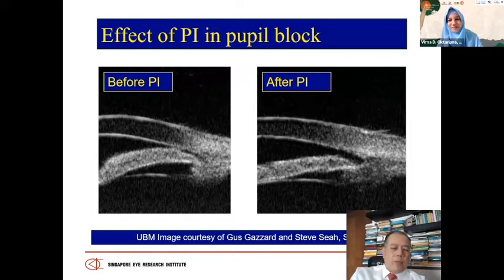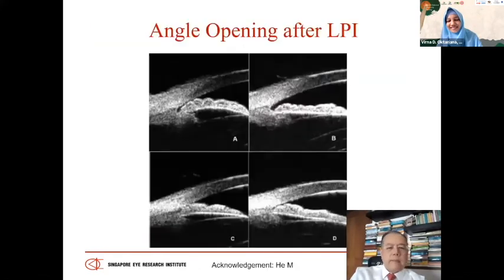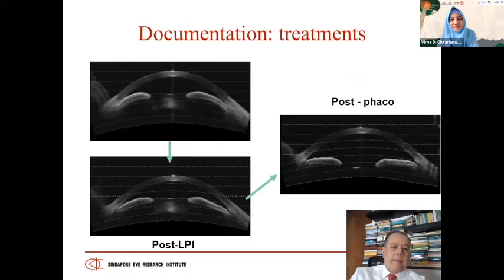So here's an example of a patient with pupil block documented by UBM. After laser iridotomy, you can see the angle has opened and the anterior segment has become much deeper because the iris convexity has decreased. Here's another example where the patient has responded to the LPI, in the top example. Here you can see after LPI, iris convexity is decreased and the angles opened up. But in the lower example, you can see no change after LPI.